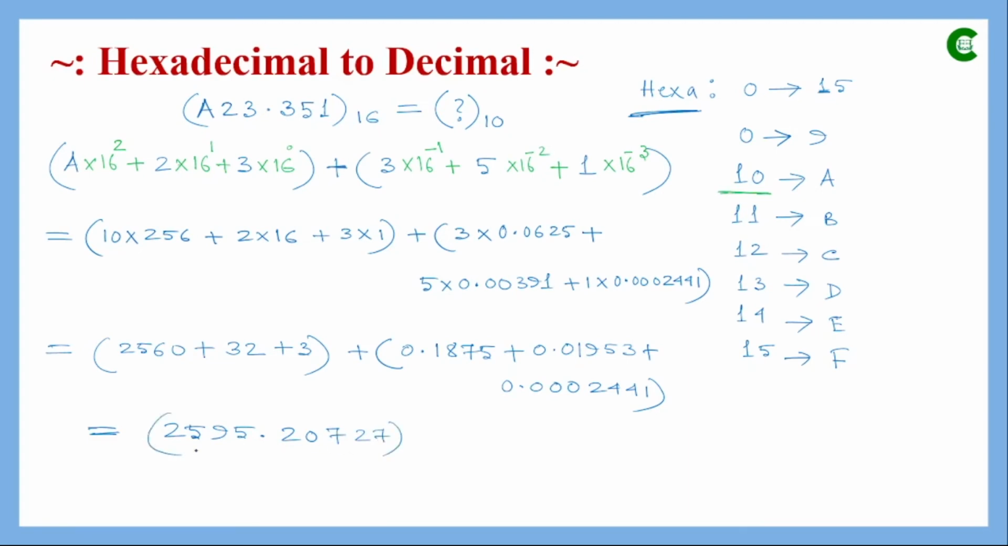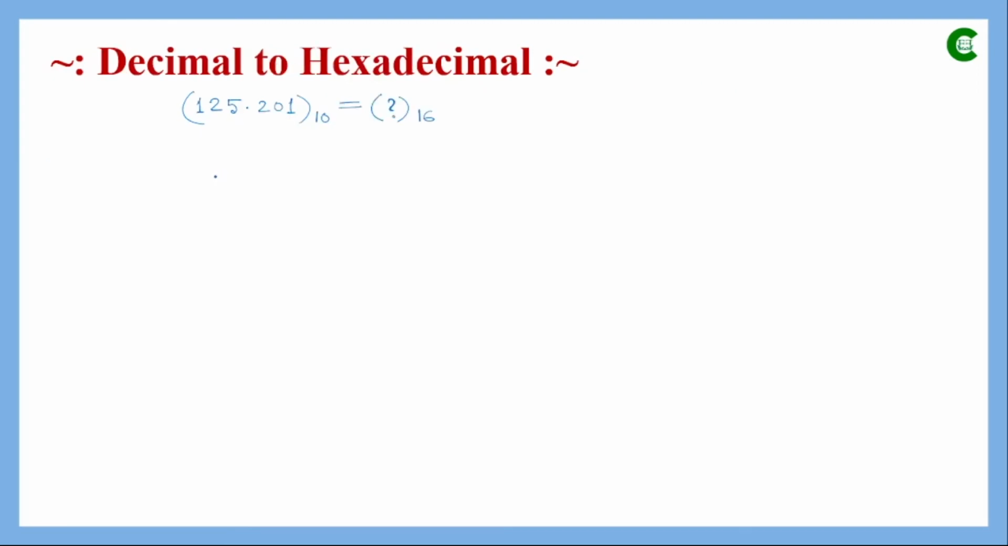2595.20727, and this number is approximated till the 5th digit after the decimal point. This is the equivalent number in the decimal number system of this number in the hexadecimal number system. Next we will convert a number in the decimal number system to its equivalent number in the hexadecimal number system.